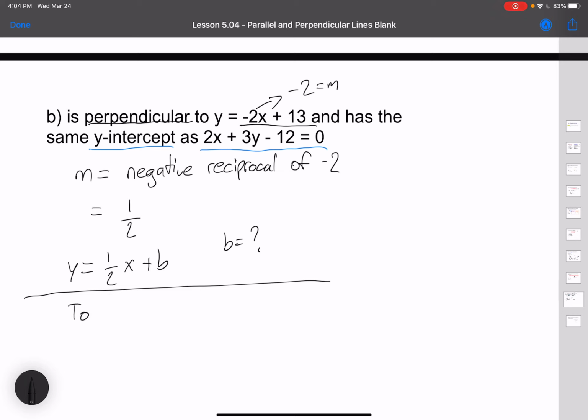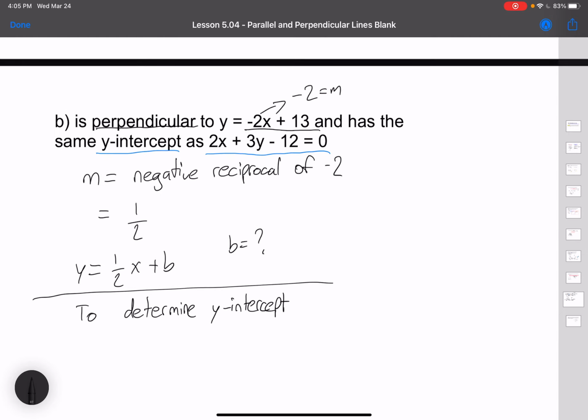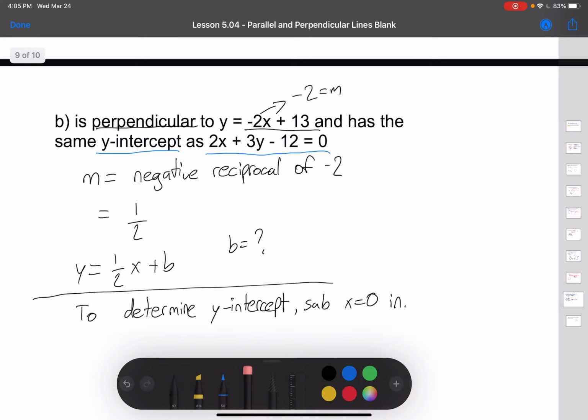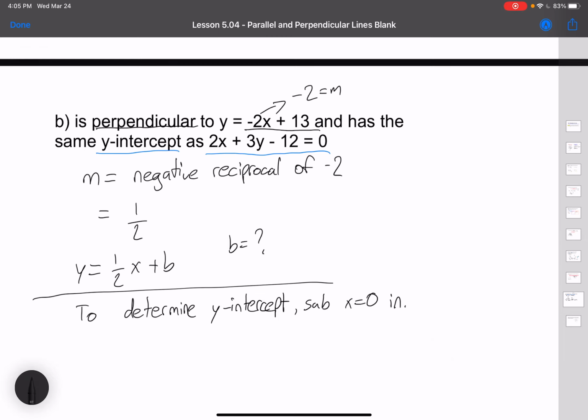To determine the y-intercept, what does the y-intercept mean? The y-intercept means what is the value of y when x is equal to 0. So what we can do is just sub x equal to 0 in. If we have that equation, 2x plus 3y minus 12, we sub in x equal to 0, so it'll just be 2 times 0 plus 3y minus 12 equal to 0. And now just solve for y because we just have one variable.